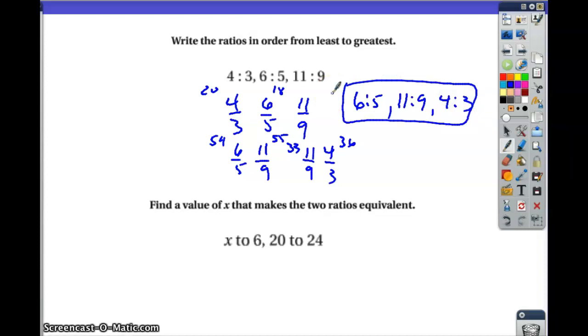And last, find the value of x that makes the two ratios equivalent. Again, I would put them in fraction form. The way to find out what x is, you could say 6 times what is 24, that's 4. So what times 4 is 20, that is 5. So we know that x equals 5 to make the two ratios equivalent. And you know they're equivalent if you cross multiply and you get the same number, which we've done before. So that concludes our lesson on ratios.